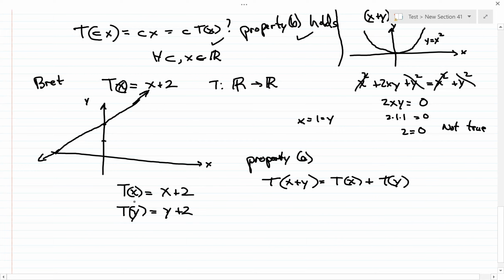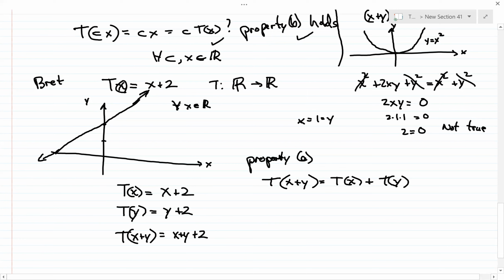Okay, so we know what this is. We know what this is. What would T of x plus y be? Well, I again would assume you just put the x plus y where the x is. Plus 2, right? Everyone see what I'm doing? I'm taking the function that Brett gave me, which was for any x in R. This is true for all x in R.